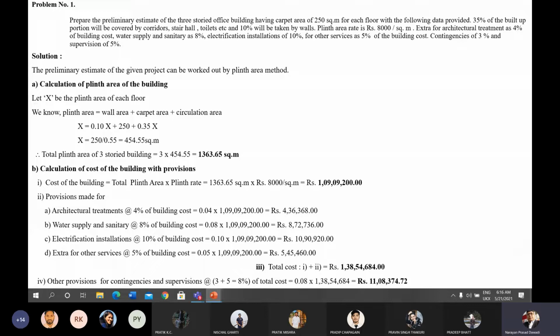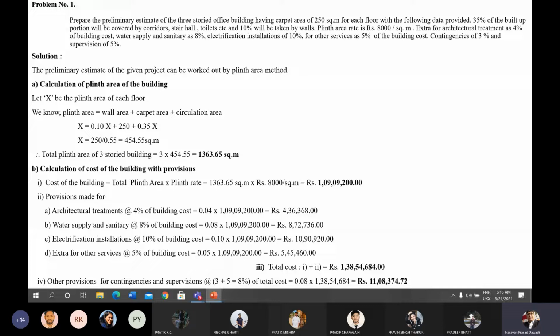That's why we have to prepare the preliminary estimate of this building by the plinth area method. The preliminary estimate of the given project can be worked out by the plinth area method. So first of all we have to calculate the total plinth area of the building. So, calculation of plinth area of the building.